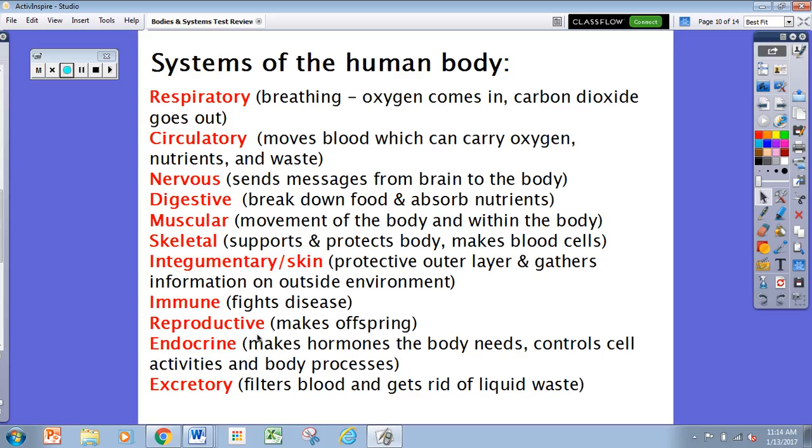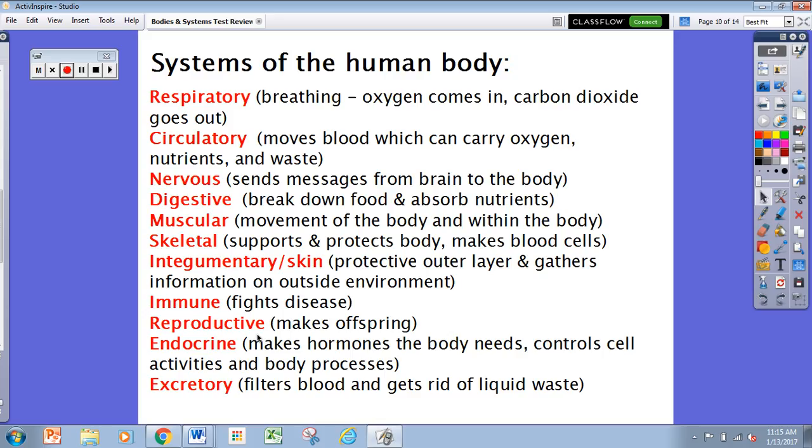Your skeletal system supports and protects your body, and allows you to stand up. The protection part, if you think about your rib cage, protects your heart and lungs, your backbone protects your spinal cord, and your skull protects your brain. But it also has a very important job in making blood cells for the body.